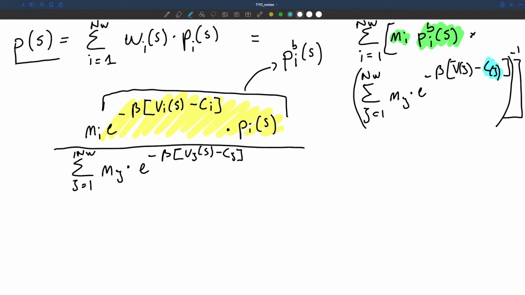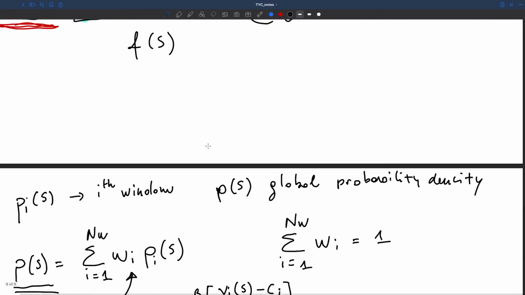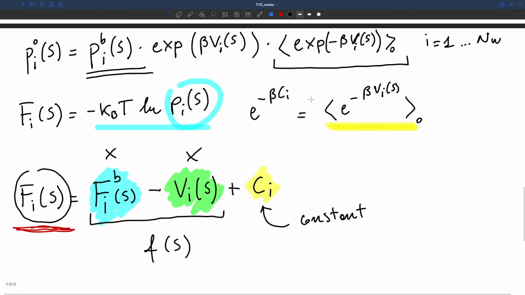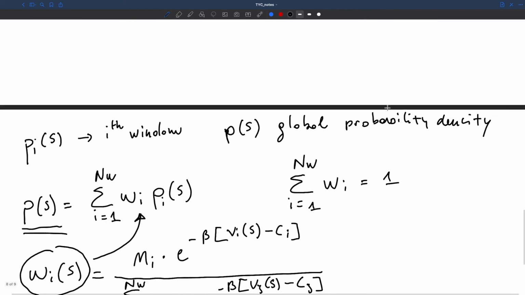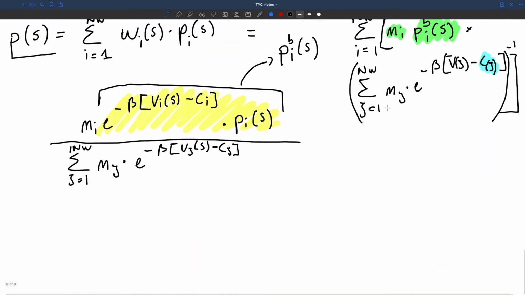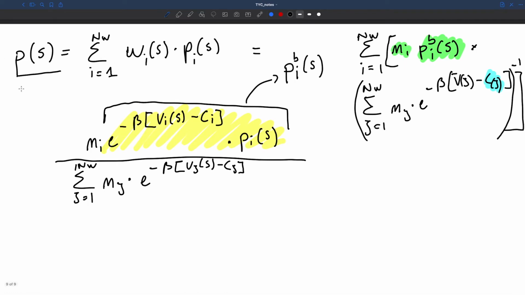So the question now is, how can we actually compute this quantity? To compute this quantity, we can go back and look at the definition of Cj. So Cj, as we've shown earlier, is defined from the ensemble average of e to the minus beta vi of s. So we can look at computing explicitly this ensemble average now that we have an expression for P of s. So let's do this.